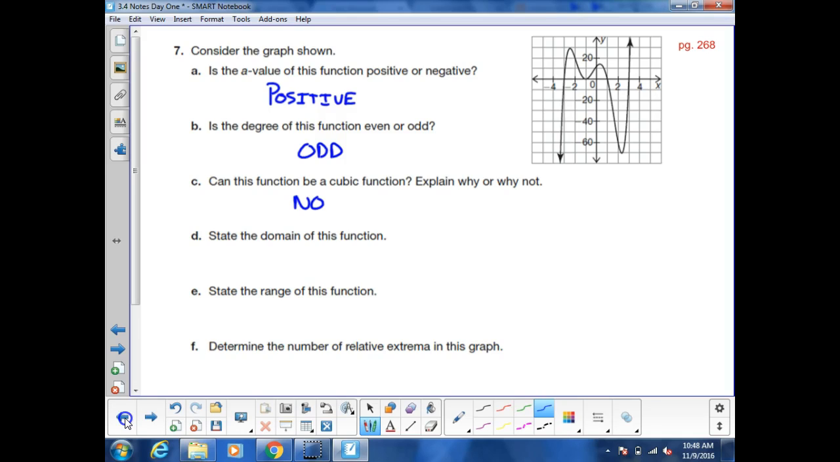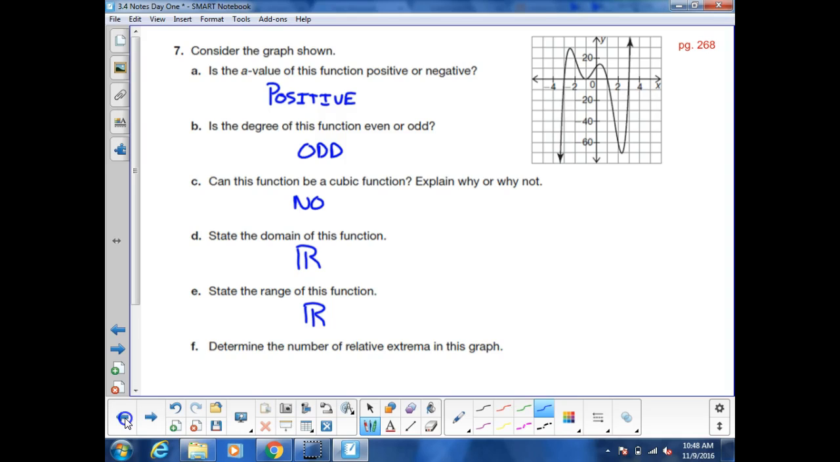Okay? Domain of this function. All real numbers. It's an odd function. Odd functions have domains that are all real numbers. Range of this function. All real numbers. It's an odd function. Odd functions' ranges are all real numbers.